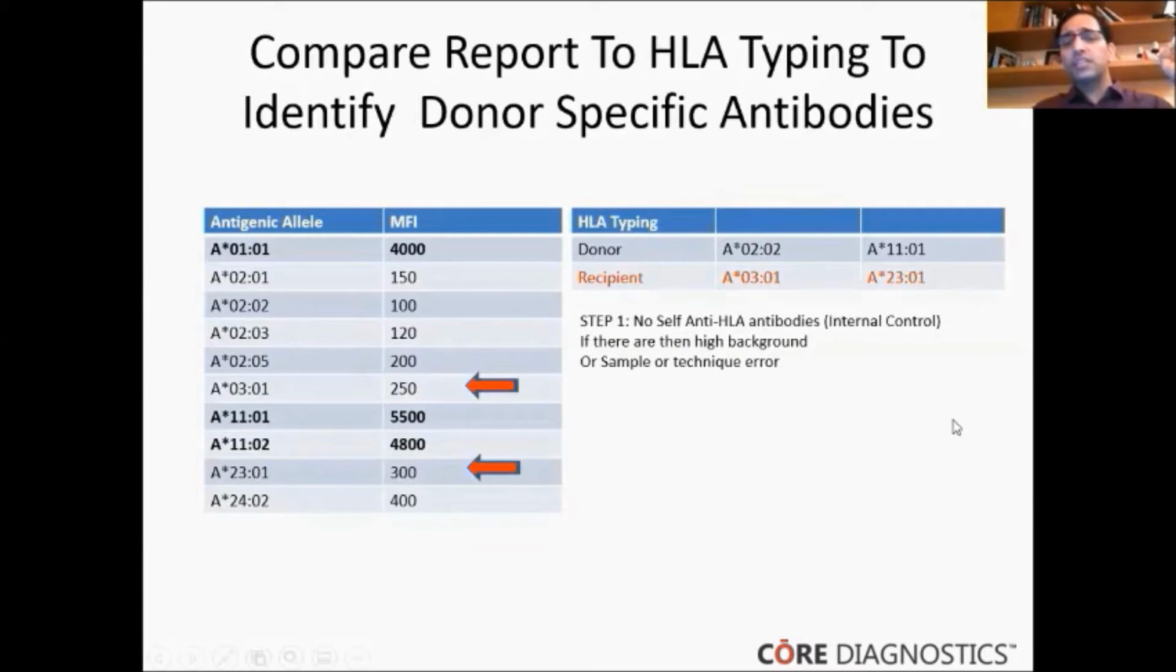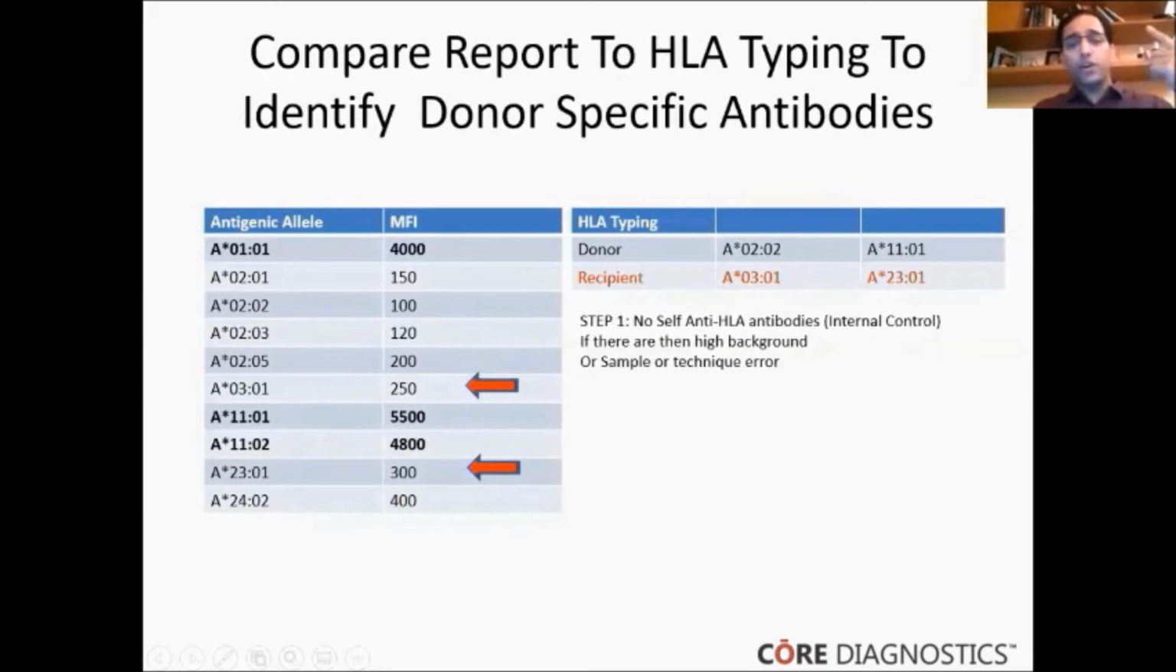So this works as a beautiful internal control, because the single antigen bead report will also have the HLA antigens of the recipient themselves. And so now these red arrows are the HLA antigens of the recipient, which should be negative. If they're positive, then it means that there is a very high background, or there is a sample or technique error. So you need to probably rerun your sample.